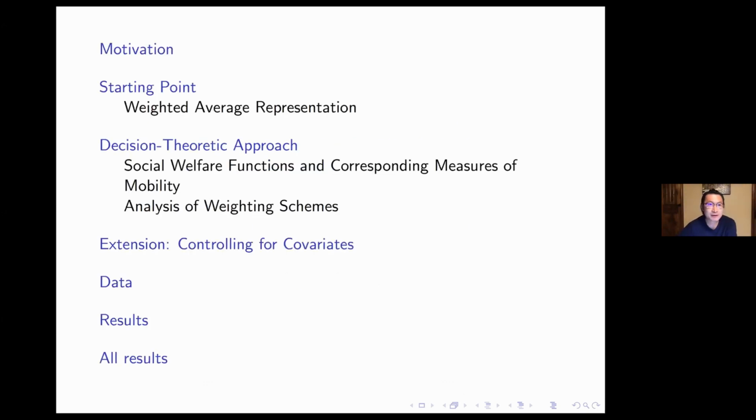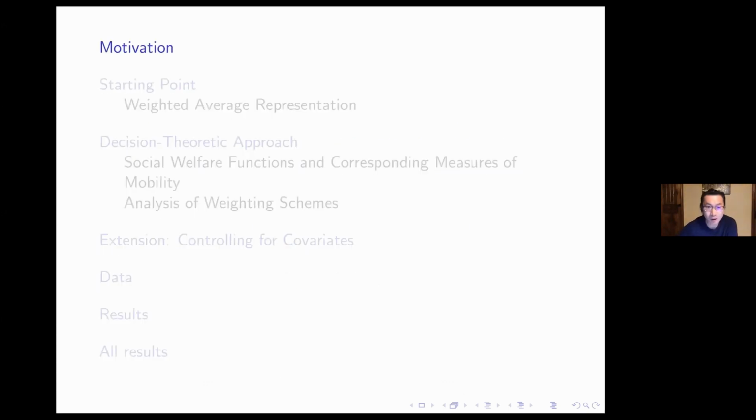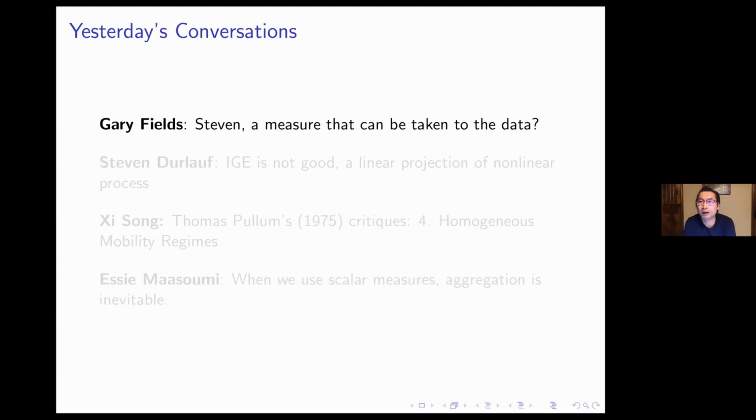So there are several things I want to talk about. First of all, why this paper? I want to build on yesterday's conversations that people had. So Gary asked Stephen, so what measure should we take into the data? And Stephen's question was very long, but there was one thing that caught my attention. The IG is not good at linear projection of nonlinear process.